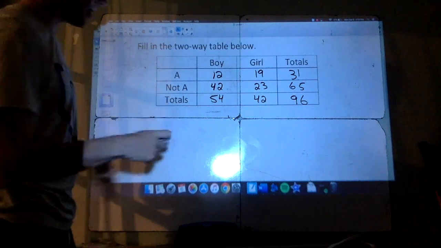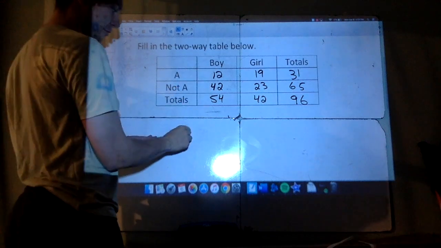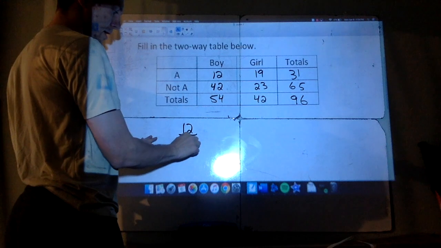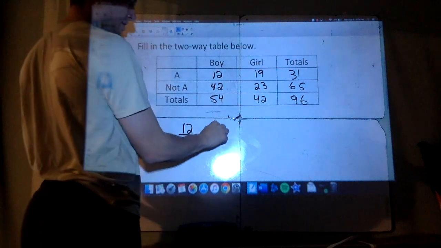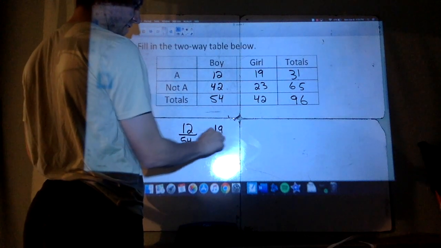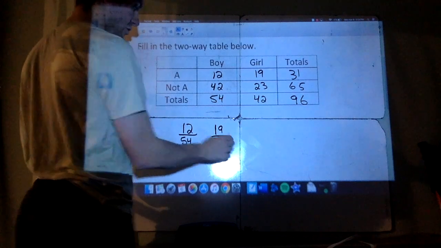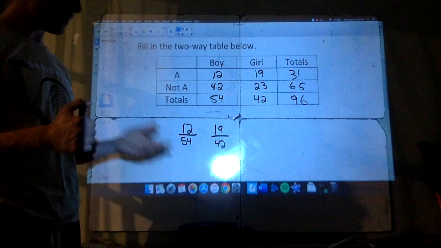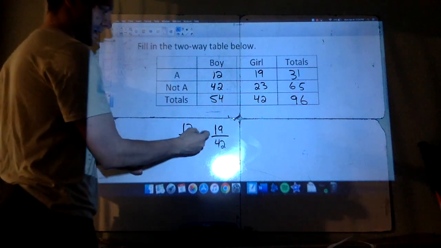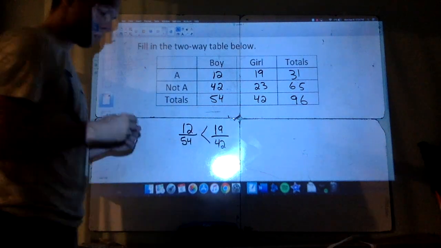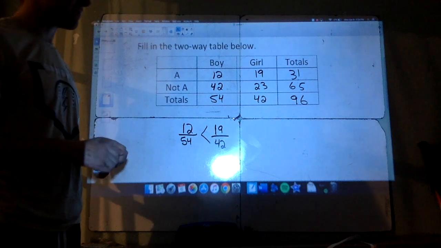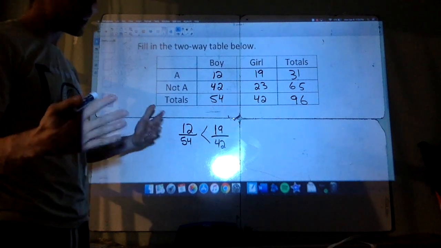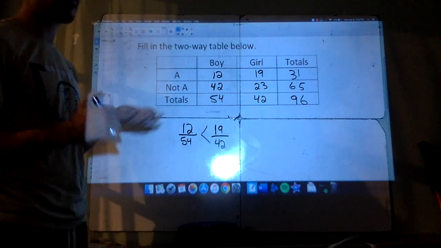So how we do that is we could say, well, 12 boys got A's out of a total of 54. And for girls, it was 19 girls got A's out of 42. So what you would say is, which of those is bigger? And you can see that the girls are actually more likely to get an A in my math class. Now these numbers aren't real, so don't take anything of it. I just made these up. But according to this data, were it real?